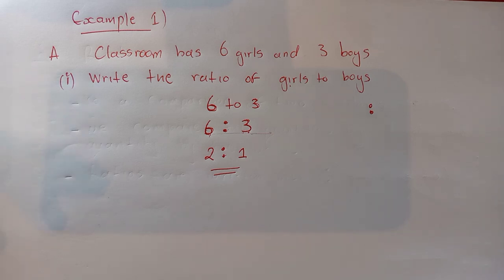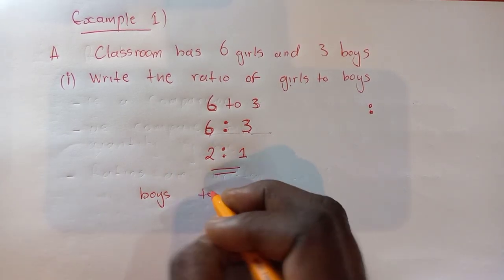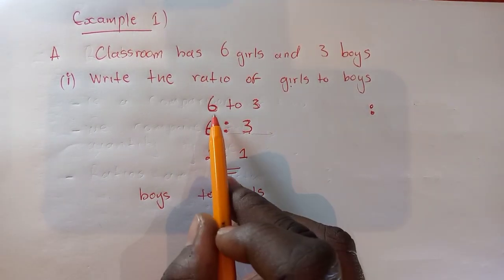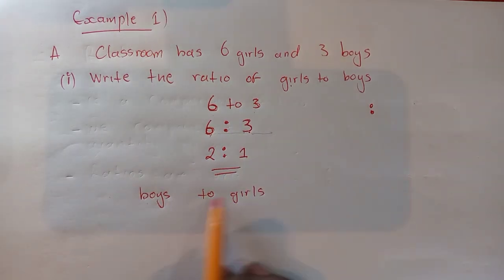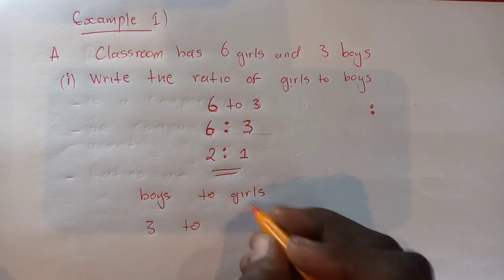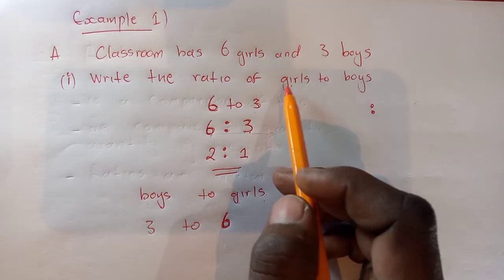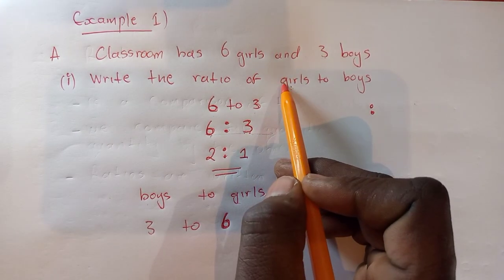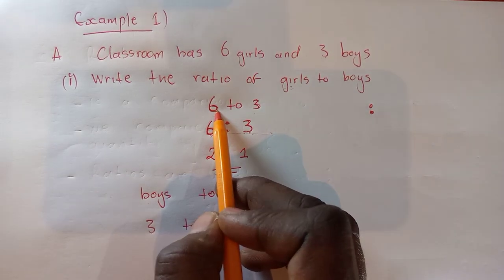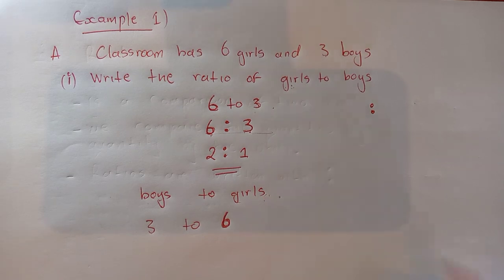Then this same question can also be written in a different way. You can be asked to write the ratio of boys to girls. The first one was girls to boys, but this one is boys to girls. Boys will have 3 to, what is the number for girls? 6. So always pay attention to what they have started with. Here it started with girls, then it ended with boys, so we start with the number for girls, then we go to boys. Here we've started with boys to girls, so we start with boys, then we go to girls.